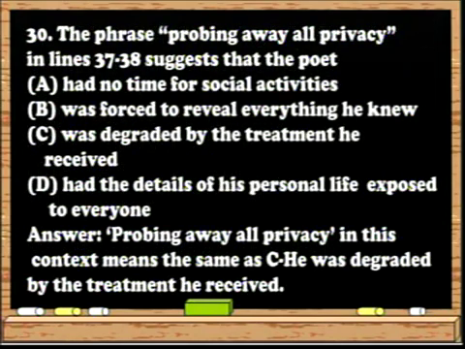Question 30. The phrase "probing away all privacy" in lines 37 to 38 suggests that the poet A. had no time for social activities, B. was forced to reveal everything he knew, C. was degraded by the treatment he received, D. had the details of his personal life exposed to everyone. Answer: probing away all privacy in this context means the same as C. He was degraded by the treatment he received.